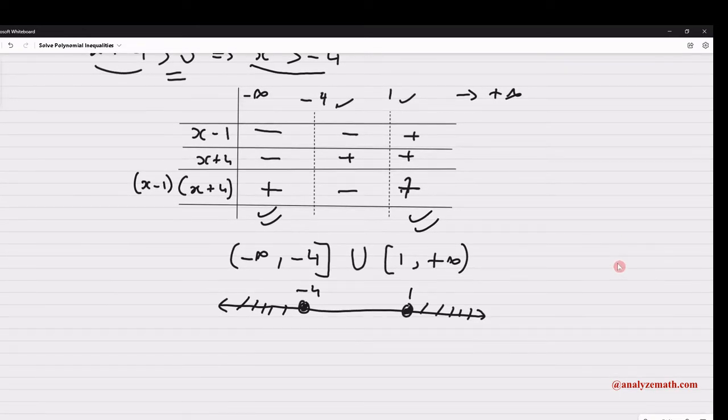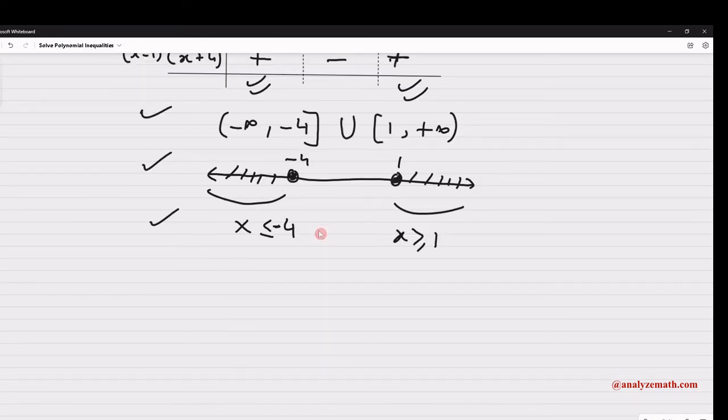We can also write the solution using the inequalities. So this interval is written like this, and this interval is written like this. So interval form, graphical form using a number line, and using symbol of inequality. We need to put an or here between the two inequalities.